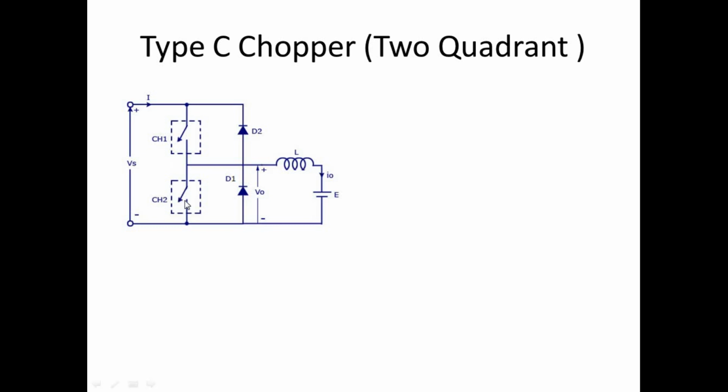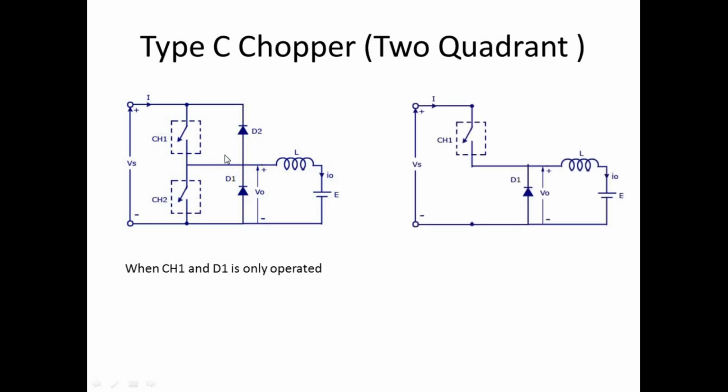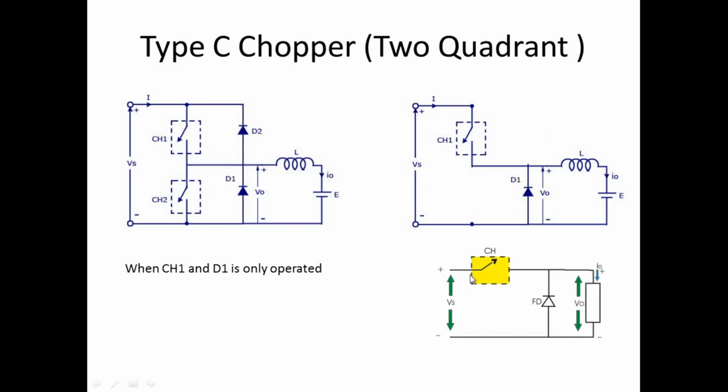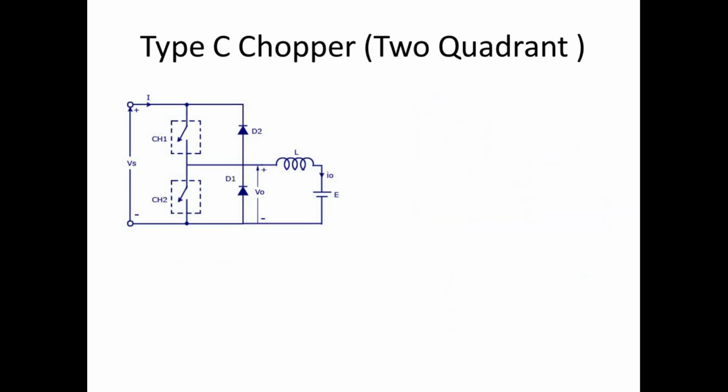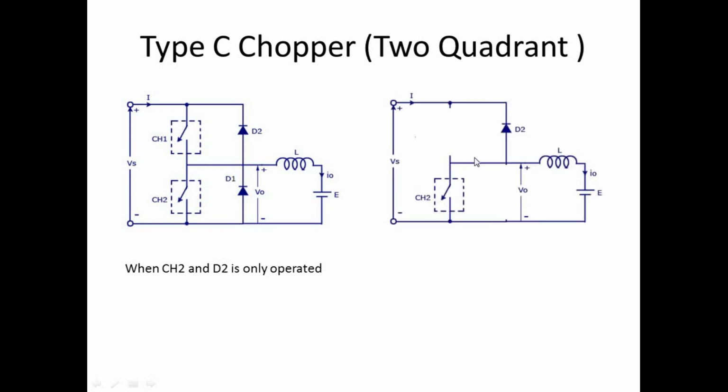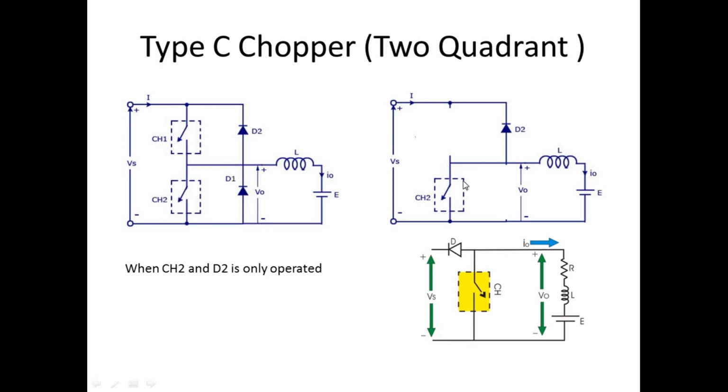It has two switches and two diodes. When only CH1 and D1 are operated, and we are not operating CH2 and D2, the circuit becomes like this. It is similar to the type A chopper, so it can work in the first quadrant. Next, when the circuit is operated with only CH2 and D2, and CH1 and D1 are not operated, the circuit becomes like this. It is equivalent to the type B chopper, so it is working in the second quadrant.